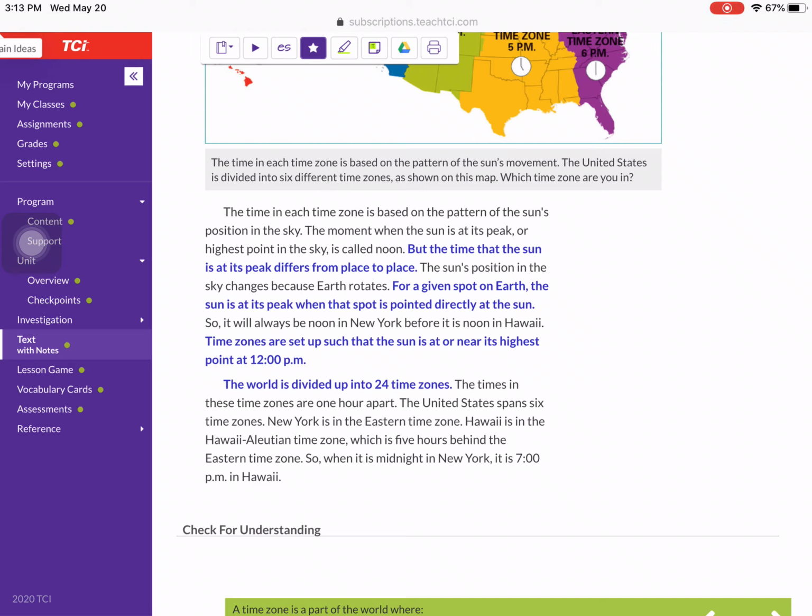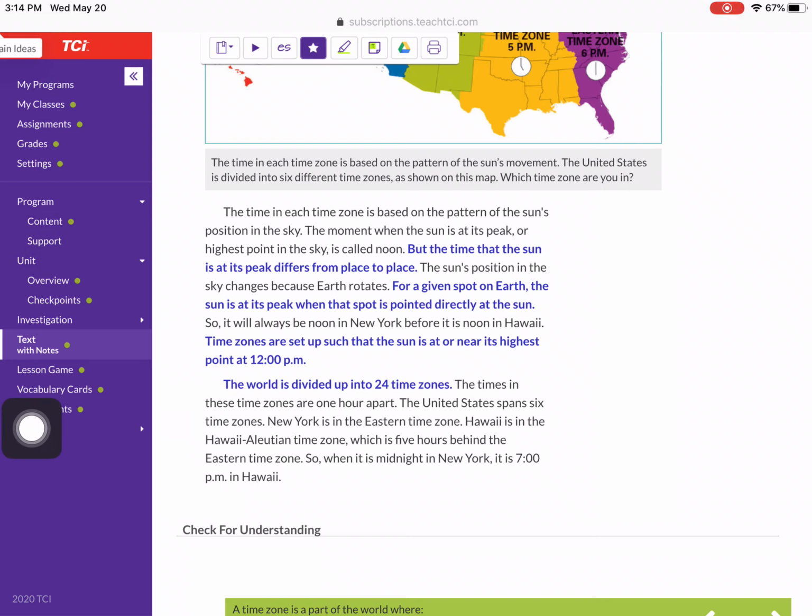For a given spot on Earth, the sun is at its peak when the spot is pointed directly at the sun. So it will always be noon in New York before it is noon in Hawaii. Time zones are set up such that the sun is at or near its highest point at 12 p.m.